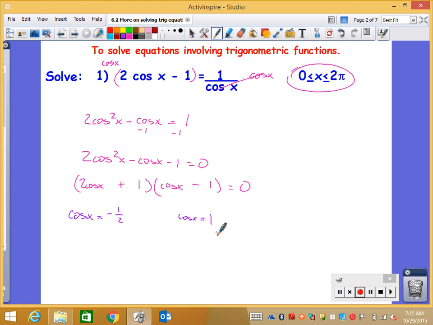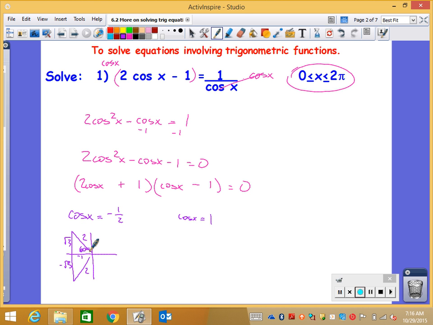What are my quadrants where my cosine is negative? Well, that's 2 and 3. So I have 2 triangles there. One in quadrant 2, one in quadrant 3. Now my adjacent is negative 1. My hypotenuse is 2, so that means the opposite sides are square root 3 and negative square root 3. So I have a 60 degree or a pi over 3 reference angle.